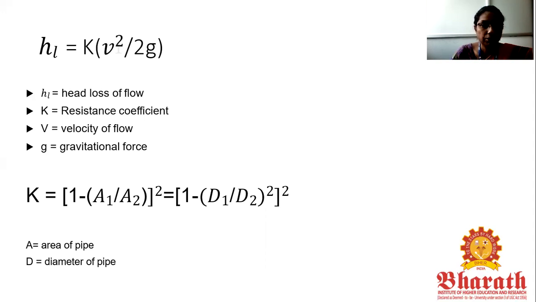And this coefficient K is calculated using this formula: 1 minus A1 by A2, the whole square, which is equal to 1 minus D1 by D2, the whole square, where A1 is the area of pipe at section 1 and A2 is the area of pipe at section 2. Similarly, D1 is the diameter of pipe at section 1 and D2 is the diameter of pipe at section 2.